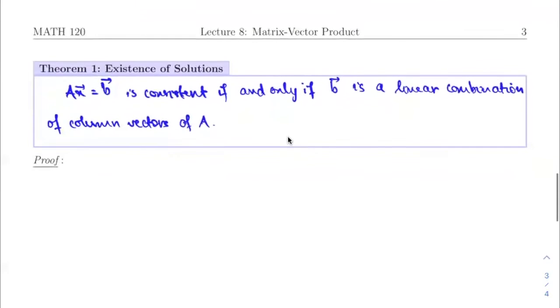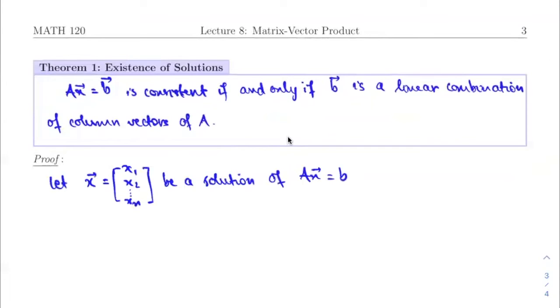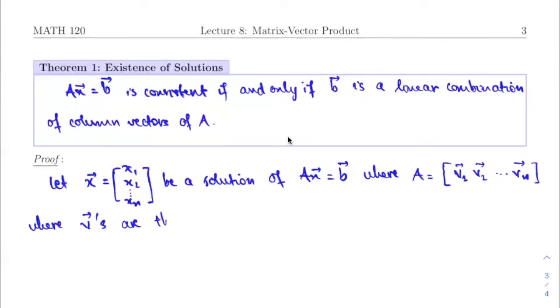Okay, so first let x equal to x1, x2, up to xn be a solution of the system AX equal to B, where A can be written as V1, V2, up to Vn. The V's here are the column vectors of A.